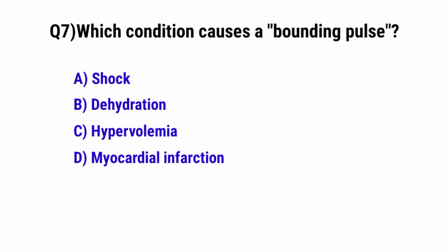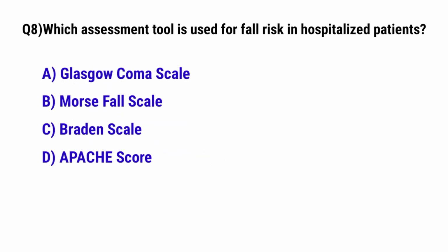Question number 7. Which condition causes a bounding pulse? The correct option is C. Hypervolemia. Question number 8. Which assessment tool is used for fall risk in hospitalized patients? The correct option is B. Morse fall scale.